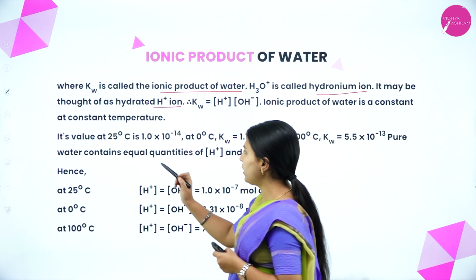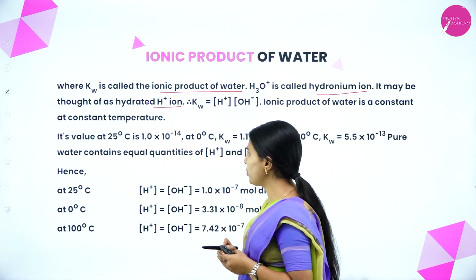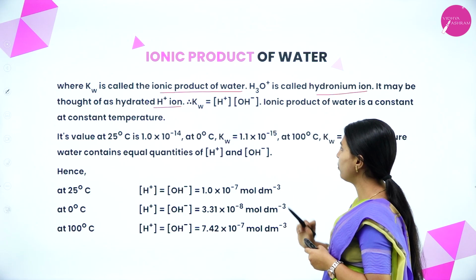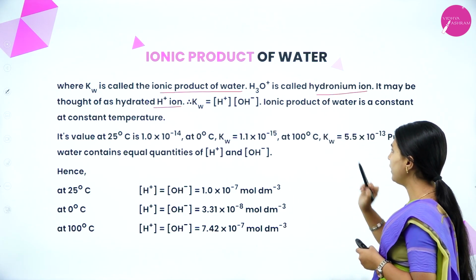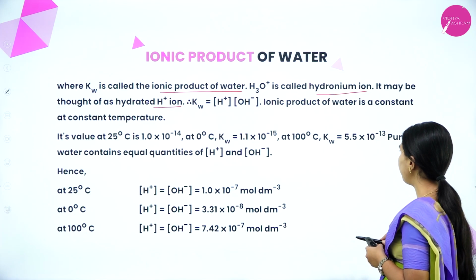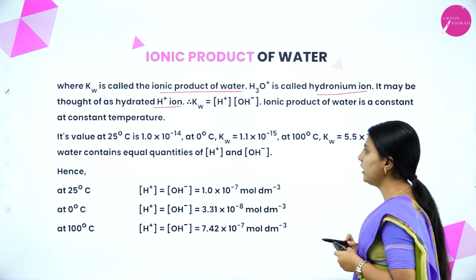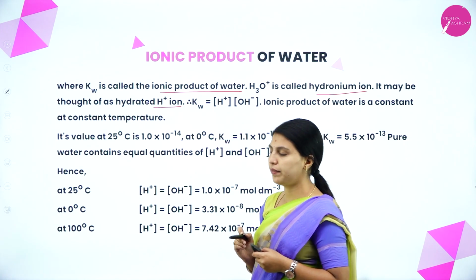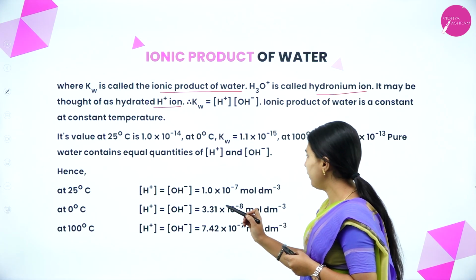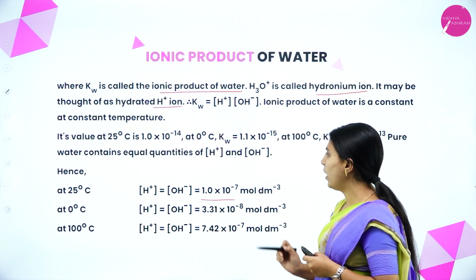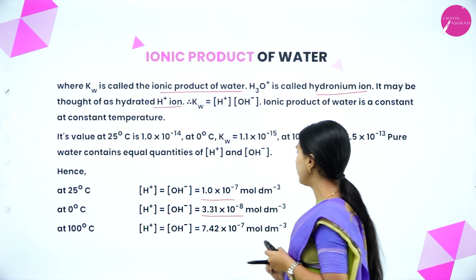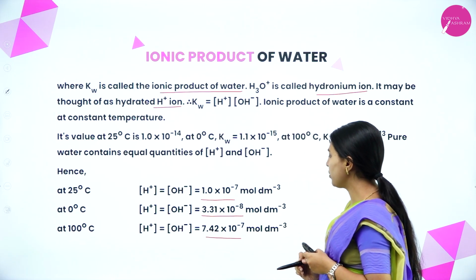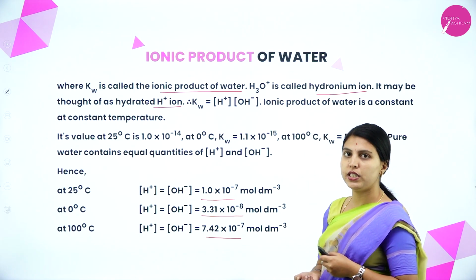Its value at 25 degrees Celsius is 1.0 into 10 to the power of minus 14. At 0 degrees Celsius, Kw equals 1.1 into 10 to the power of minus 15. At 100 degrees Celsius, Kw equals 5.5 into 10 to the power of minus 13. Pure water contains equal quantities of H+ and OH-. See all the values: at 25 degrees, 1.0; at 0 degrees, 3.31 into 10 to the power of minus 8; at 100 degrees, 7.42 into 10 to the power of minus 7 mole per dm cube.